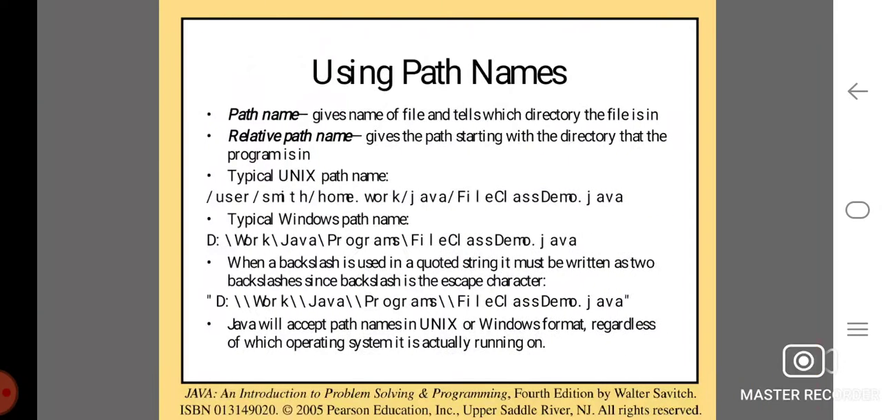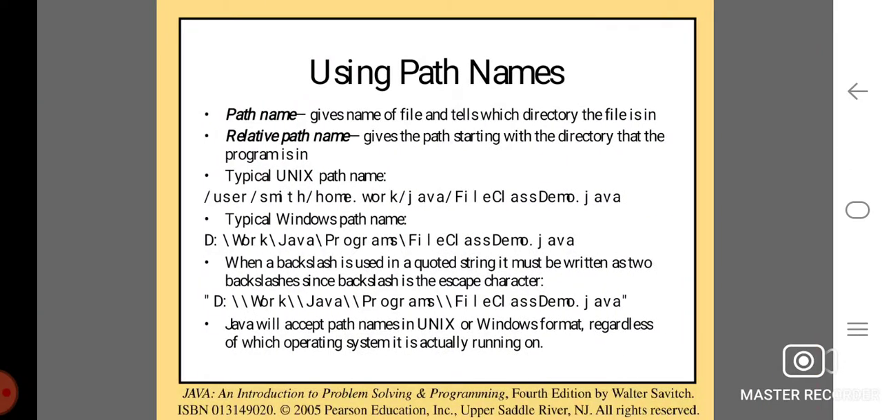File IO example. A path name gives the name of the file and tells which directory the file is in, and a relative path name gives the path starting with the directory that the program is in. Typical Unix path name: /users/home/network/java/FileClassDemo.java. Typical Windows path name: D:\work\java\programs\FileClass.java. When a backslash is used in a quoted string, it must be written as two backslashes, since backslash is the escape character.